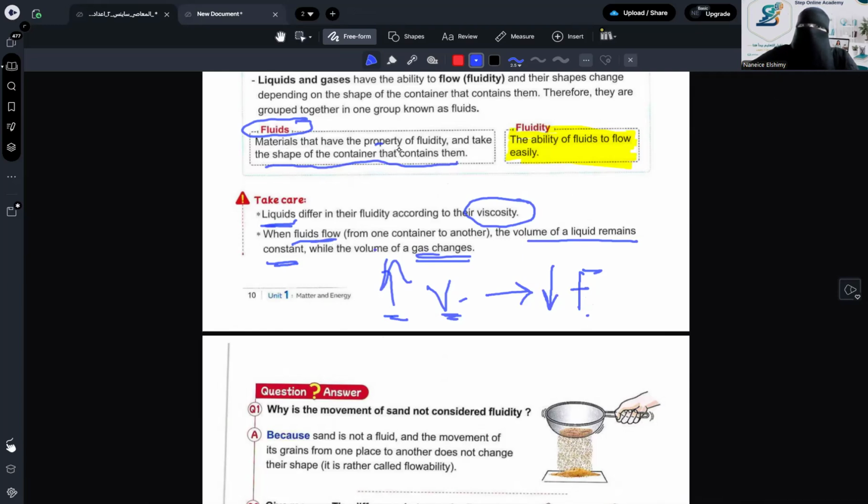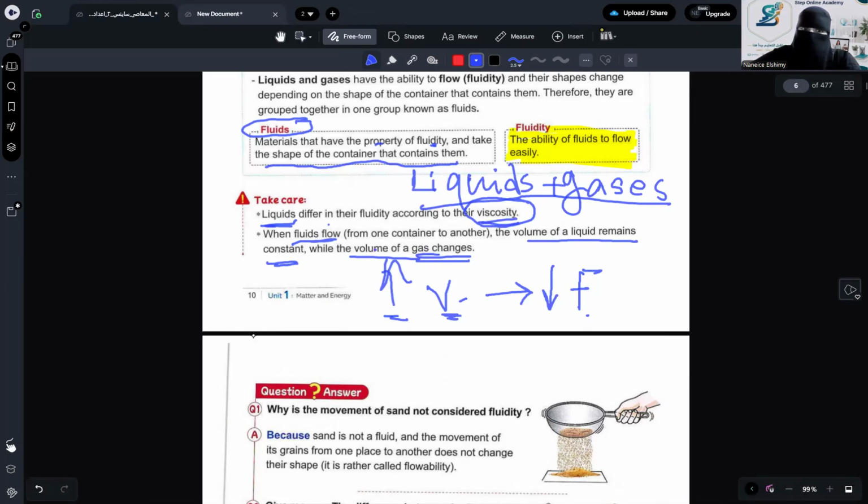fluids are material that have the property of fluidity. That means liquids and gases, both of them are fluids. Why? Because they have the ability to flow. Okay? And we said that liquids differ according to their viscosity, but gases change their volume when they move from one container to another. But liquids, their volume stays constant. It stays constant. Okay?